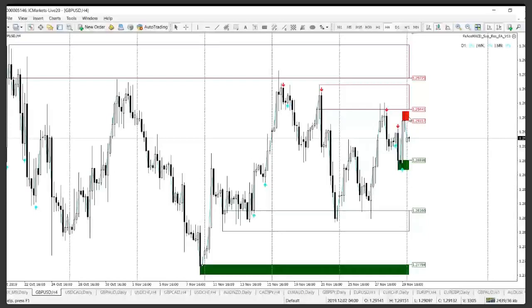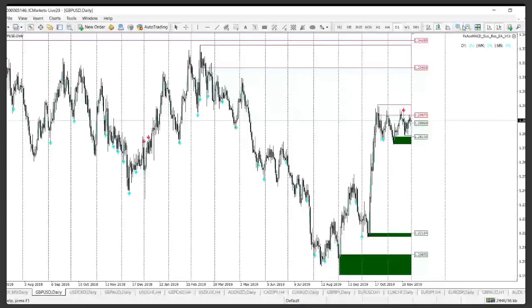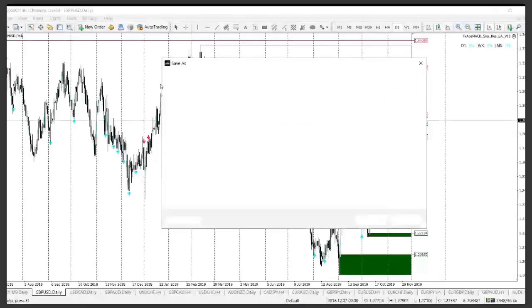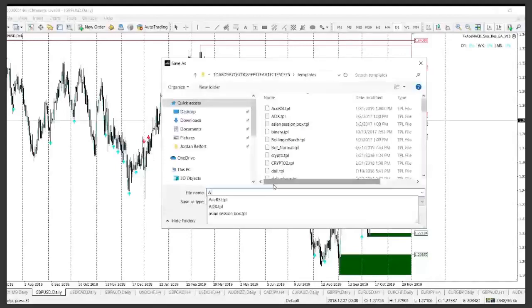Also, you want to save this template. Once you've loaded the EA onto the chart, right click and select Save Template, and just name it Day Trade or Automated Strat 1.